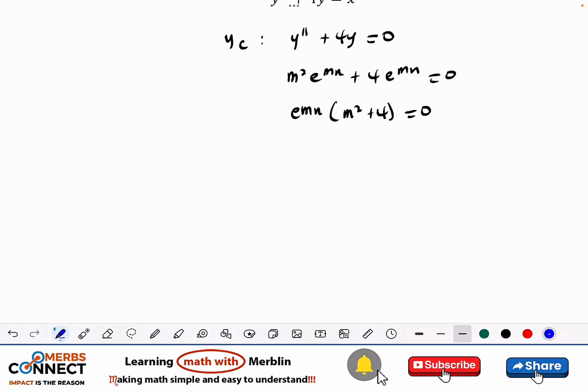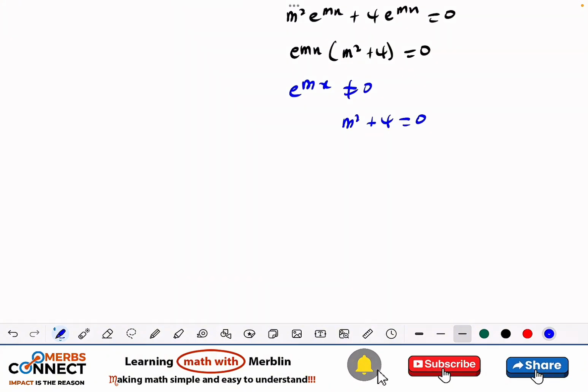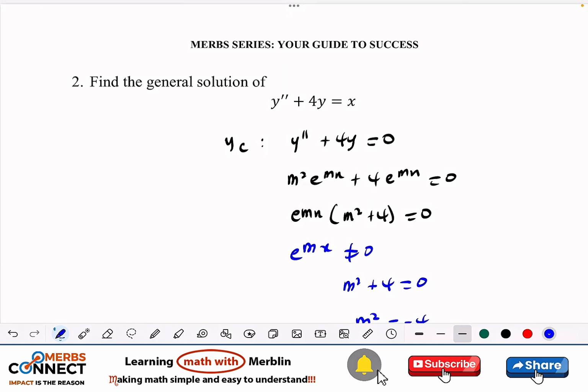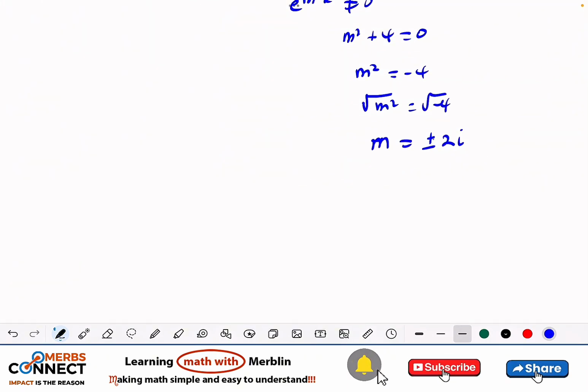And then e^mx is not 0. m squared plus 4 should be giving us 0. And then m squared is equal to minus 4. Take square root on both sides, and this is going to give us m, which is equal to plus or minus 2i. So now that we are getting plus or minus 2i, this is a complex one. So we need to have something like this. Our complementary solution is going to give us something like this.